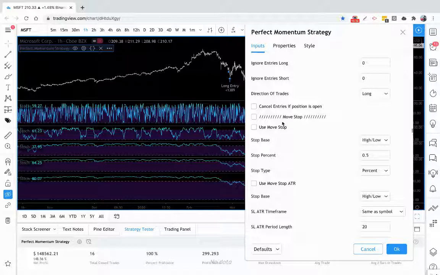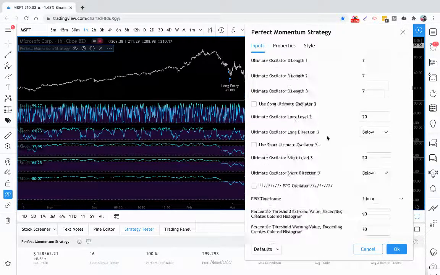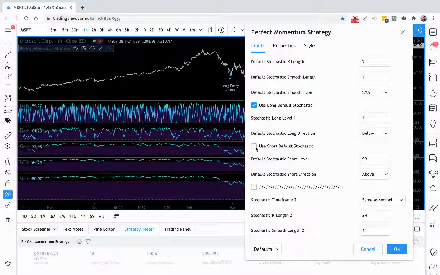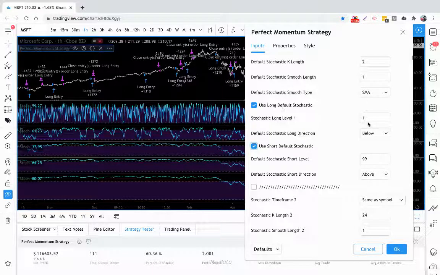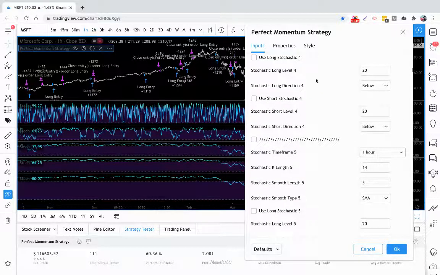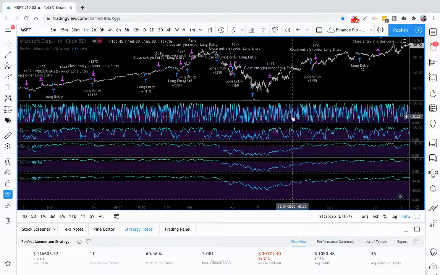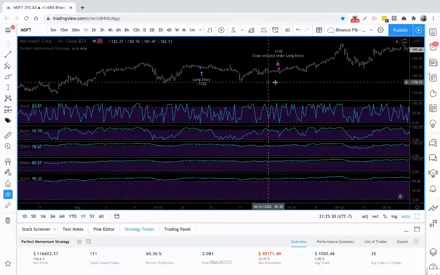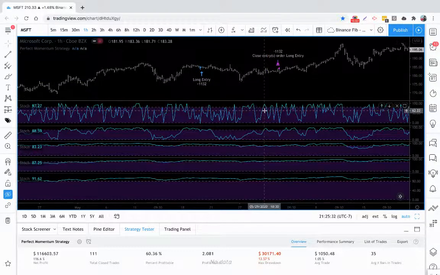Now we have this thing called move stop. And let me show you what that does. So let me sit back here, for example, real quick. We're going to use a stochastic strategy that will buy underneath 1 and sell when it reaches 99. Now what happens a lot of times with stochastics is this thing called roofing. And that's when an asset's very bullish, it can actually stay.